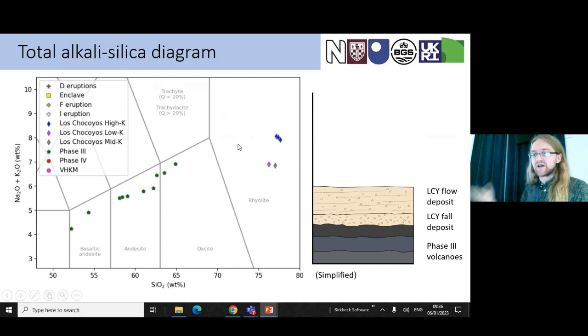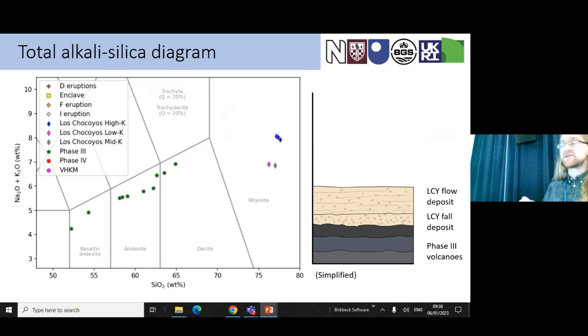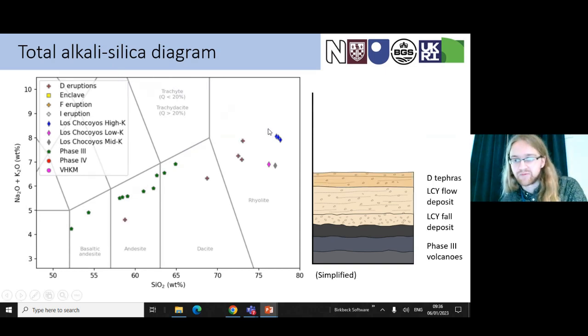This is then buried by the really voluminous flow deposits that are classic at Los Chocoyos. These have a wide range of compositions. At least 3 different rhyolites were erupted in this unit. The high potassium also occurs in this one, and then we also see lower and medium potassium rhyolites here. Then we've got a series of post Los Chocoyos deposits as the dust settles.